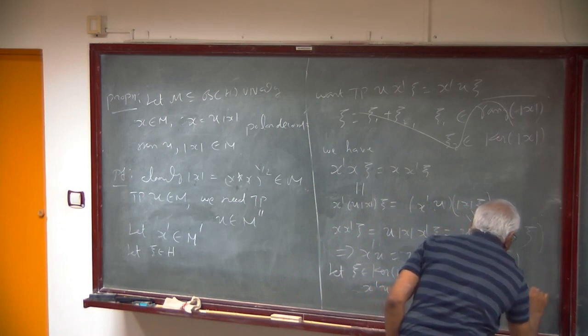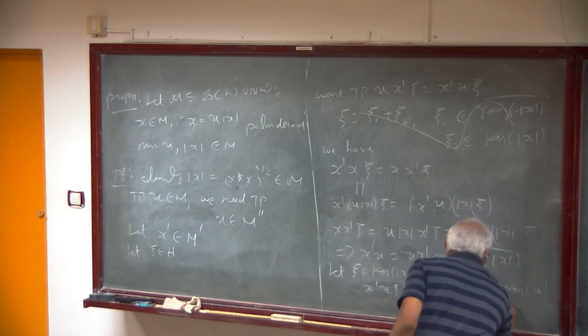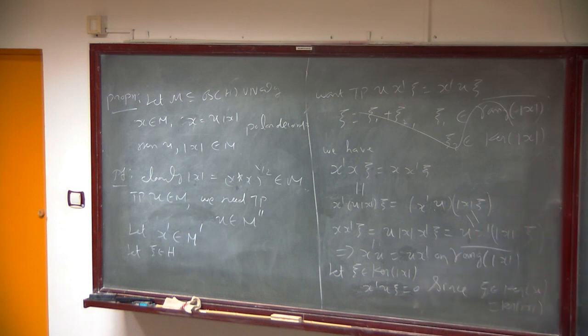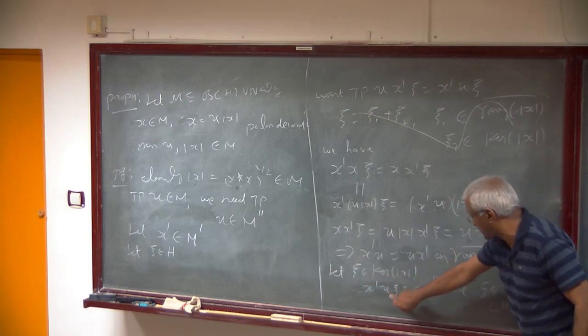The kernel of u and the kernel of mod x are the same, right? Because it's polar decomposition. Polar decomposition, all the three operators, the operator, its partial isometry, the positive operator, everything has the same kernel. So the kernel of mod x and the kernel of u are the same. So xi in the kernel of mod x means xi is in the kernel of u also.